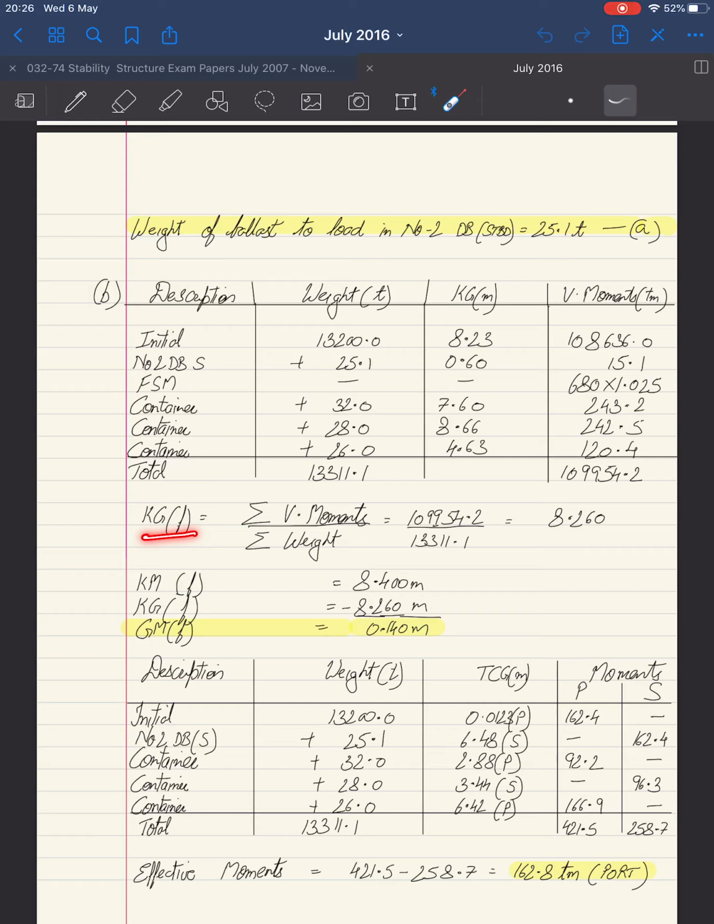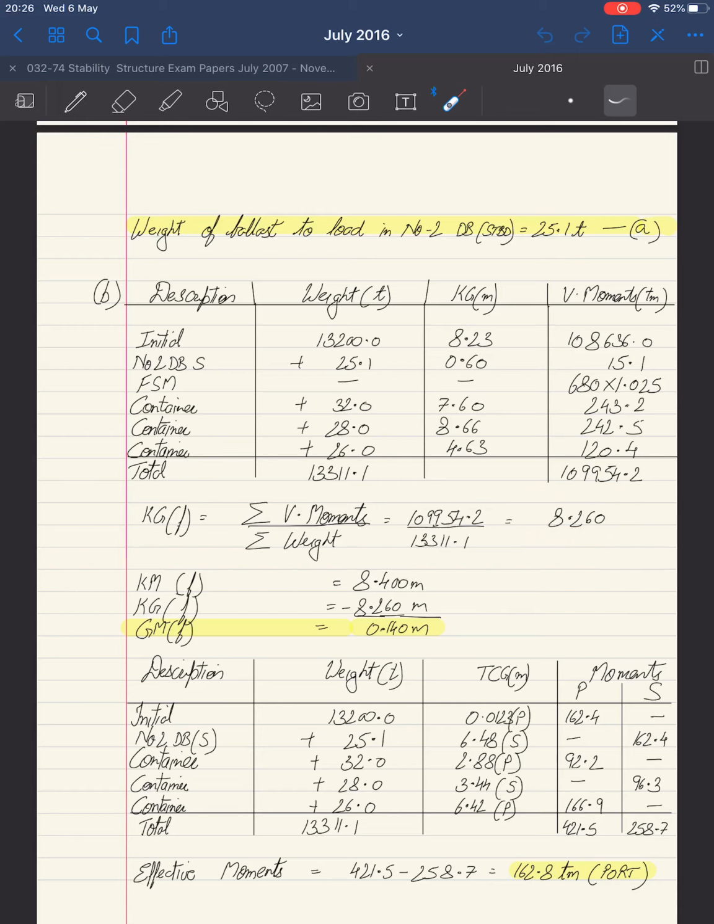KG final would be the sum of all vertical moments divided by the sum of all weights. When we put in the values, we'll get 109954.2, which has come from here, divided by the total weight, which is 13311.1 tons, which has come from here. So we got a KG final as 8.260 meters.